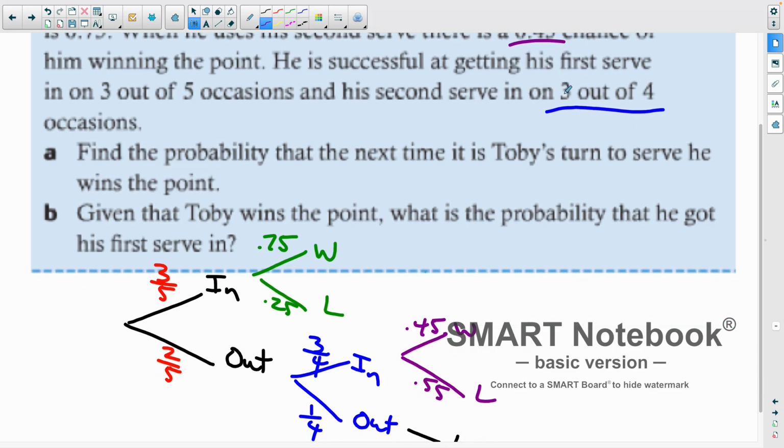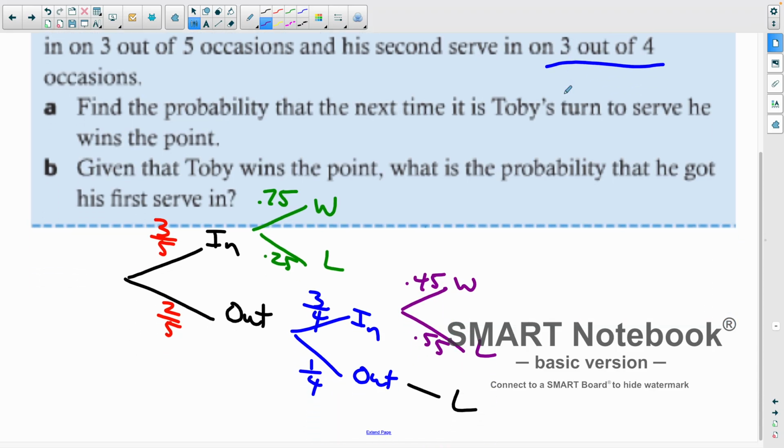Now, let's do this. A couple of things I want you to see here. How many different paths are there in this tree? There are 5 different paths: 1, 2, 3, 4, and 5. How many of them lead to a win? 2 of them lead to a win, 2 out of 5. 3 of them lead to a loss.